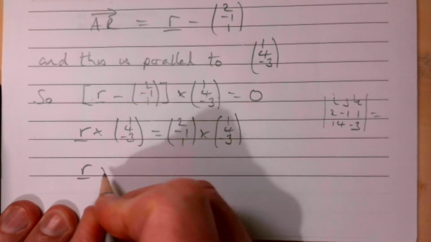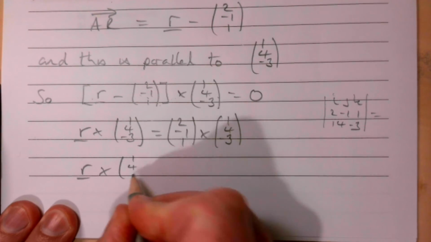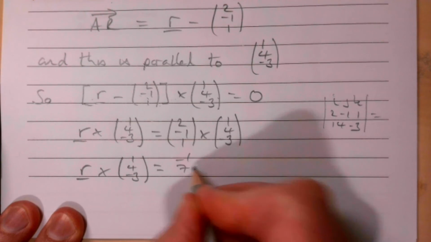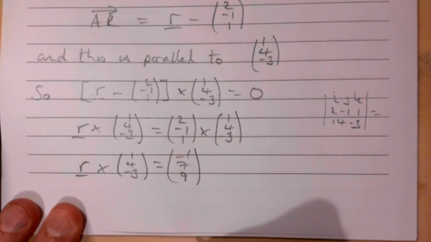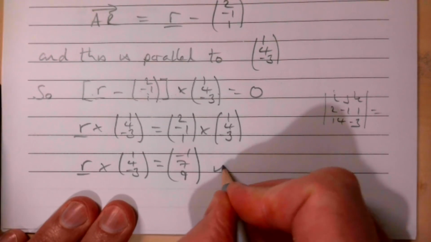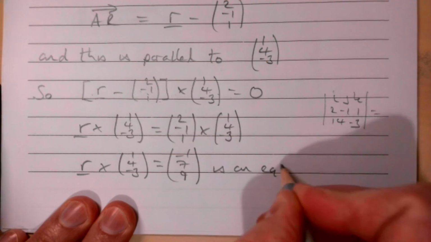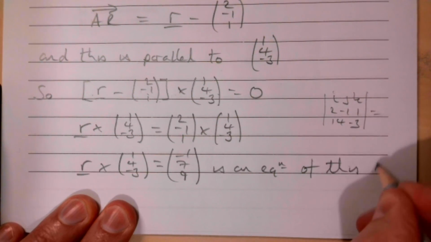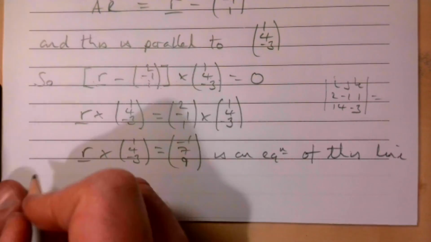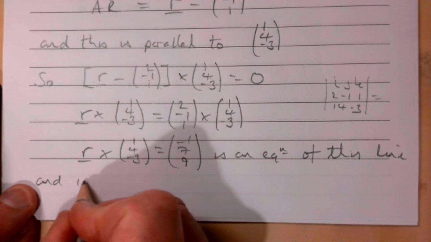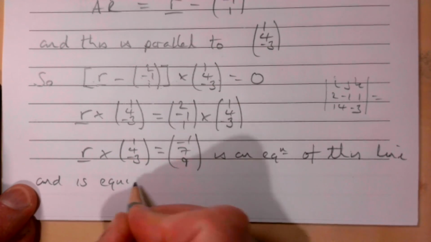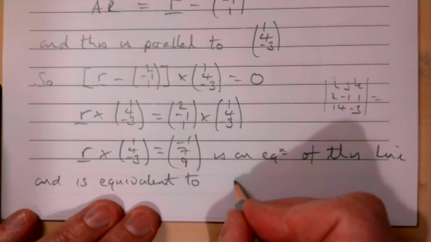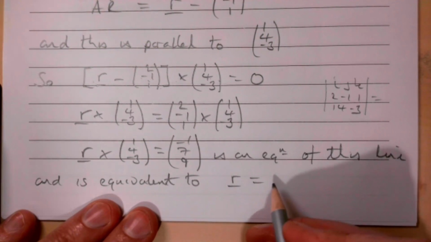So r cross (1, 4, -3) equals (-1, 7, 9), and this is an equation of this line, and is equivalent to r equals a plus lambda b.